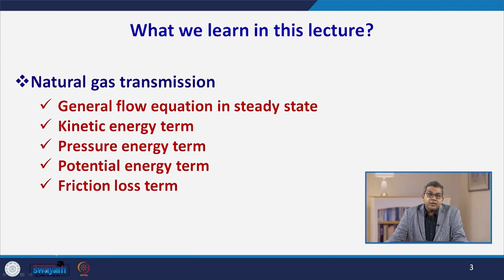We discussed the different societies that designed those codes and standards, and apart from this we discussed the environmental and hydrological considerations. Now, in this particular chapter, we are going to discuss natural gas transmission. Here we will discuss the general flow equation in steady state. We will discuss the kinetic energy term, the pressure energy term, and the potential energy term, and then we will discuss the frictional loss term.